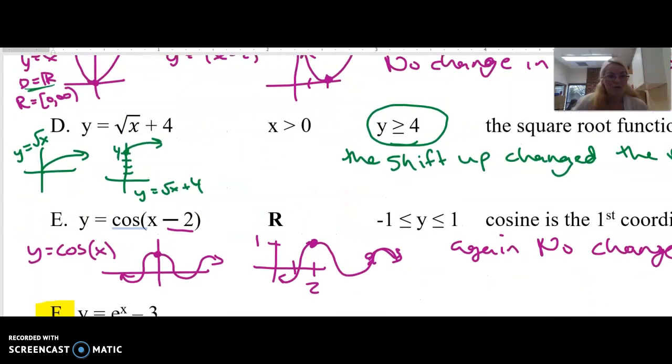For D, my square root function is the basic function here. y equals the square root of x. y equals the square root of x plus 4, that's going to just shift everything up 4, right? And so what changes in my original function, right, the domain and the range were both restricted. They went from 0 to infinity each, right? So here the domain stays the same, x is greater than 0, but now the range, the y values, got shifted. Now y has to be greater than or equal to 4. The shift up, right, changed the range.